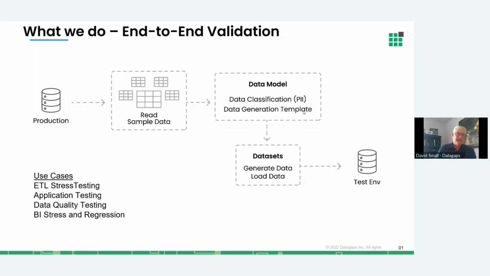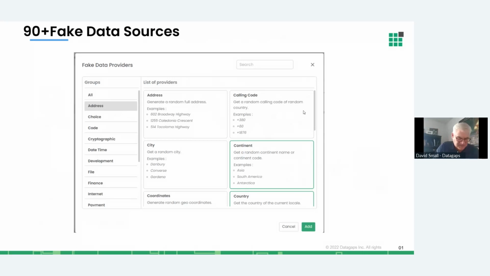One final comment from me before I turn this over to Shubhanshu is that the way that we create the test data is we take a sample of your production data, we identify personal identification information automatically, and then we provide over 90 fake data sources which would be used to generate the fake data to replace the personal identification information and other types of things.